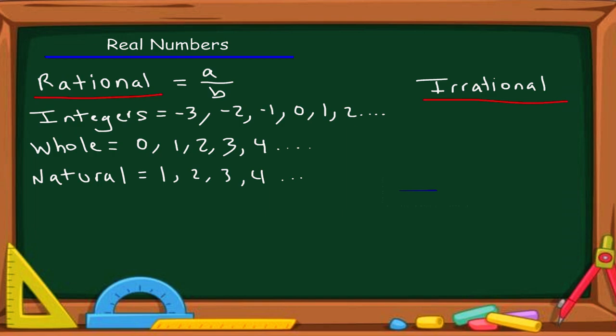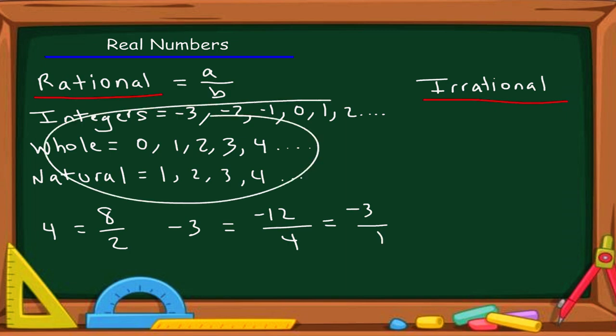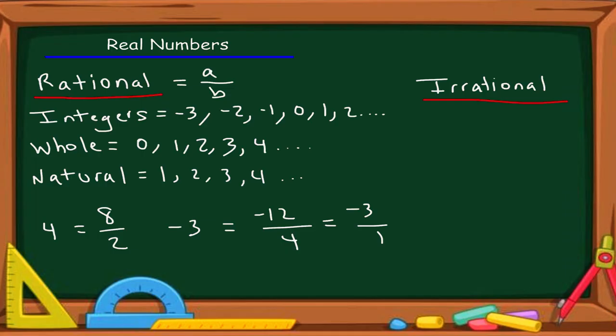Now let's talk about why whole numbers, natural numbers, and integers are rational numbers. Remember, a rational number is any number that could be put as a fraction using two integers. So the natural number 4, why is that rational? Well, we can write 4 as a fraction of two integers. 4 is equivalent to 8 over 2. Think about the integer -3. We can write that as a fraction of two integers. We could say this is -12 over 4. Or we could say it's -3 over 1. So all of these numbers, whole numbers, natural numbers, integers, you can put them into fractions using integers, which makes them rational numbers.